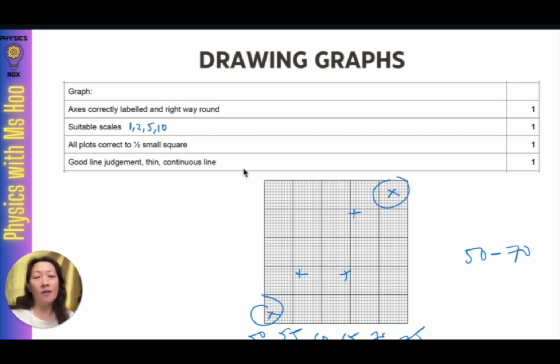And the line must be thin and continuous. So one straight line. Don't try to feather it with different lines. That's going to be marked wrong. And don't use a thick pencil. If you're drawing a curve, then make sure the curve is continuous without any kinks. So not, oops, this would already be marked wrong. So one continuous line, whether you're drawing a straight line or a curve.